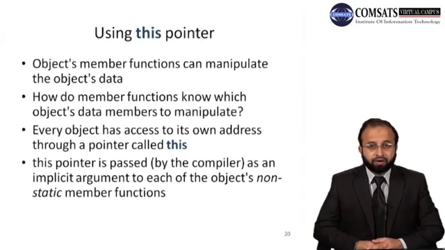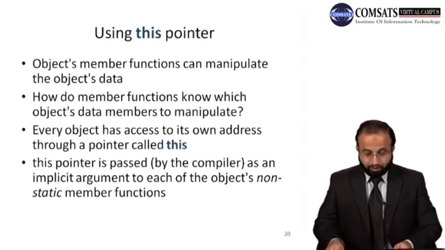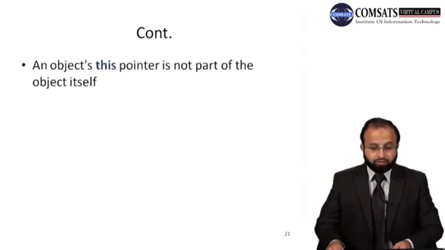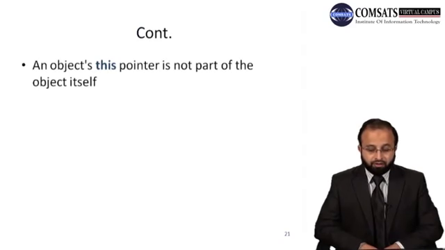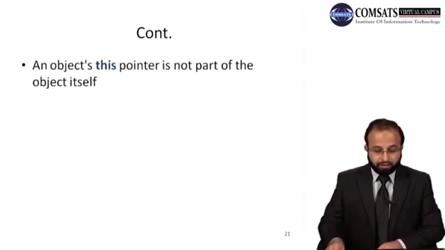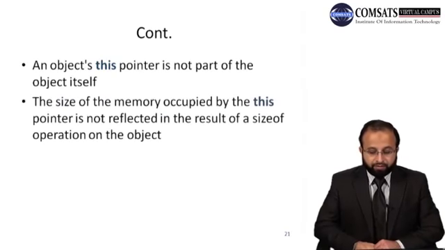And this pointer points to the object that actually called that function, the object that is on the left side of the dot operator. So an object's this pointer is not part of the object itself, right? This pointer is not part of the object, but it points to that object. You have a pointer that points to that object. So the size of the memory occupied by this pointer is not reflected in the result of the sizeof operation on the object.